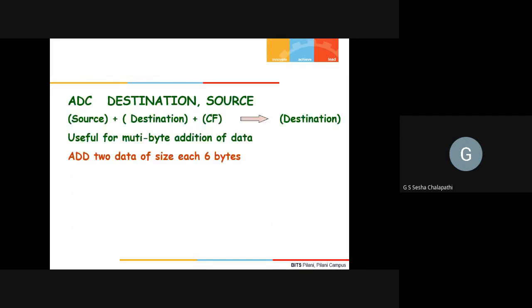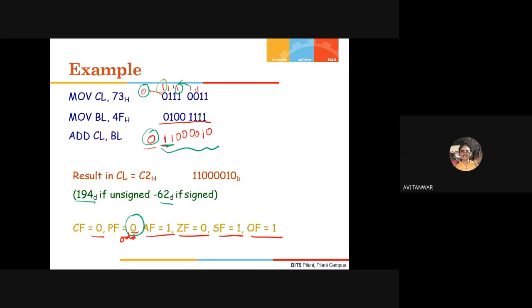For example, if you have MOV CX, 0173H, let us say that. Okay. MOV BX, 004F4FH. Okay. Now, if I say ADD CX, BX, what will be the answer?